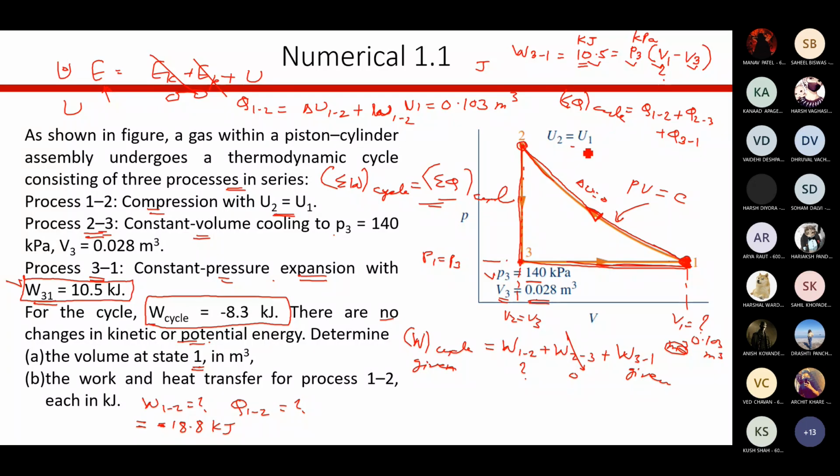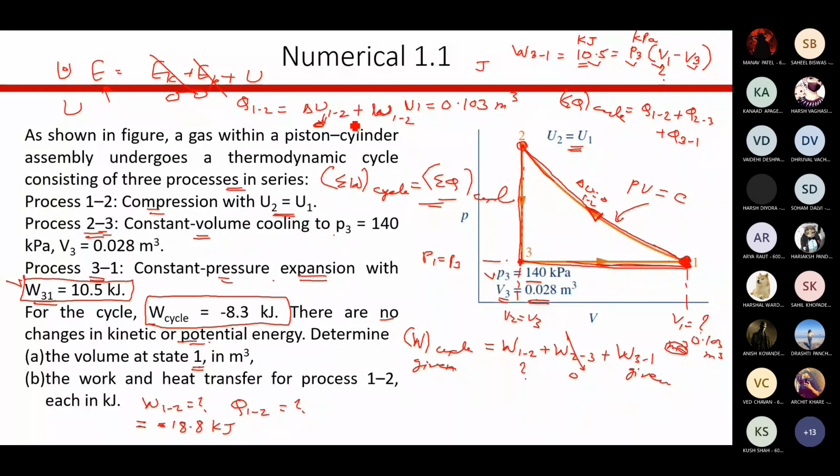And U2 is equal to U1 is given to us. So we know this delta U1-2 is 0. Then this is 0. It means Q1-2 is equal to W1-2 or not. That's why I was saying without solving, I am going to write it. Have you understood this or not? Yes, sir, understood. Very good.